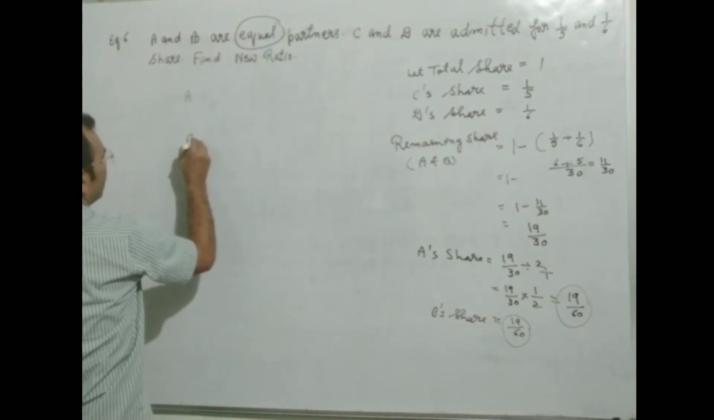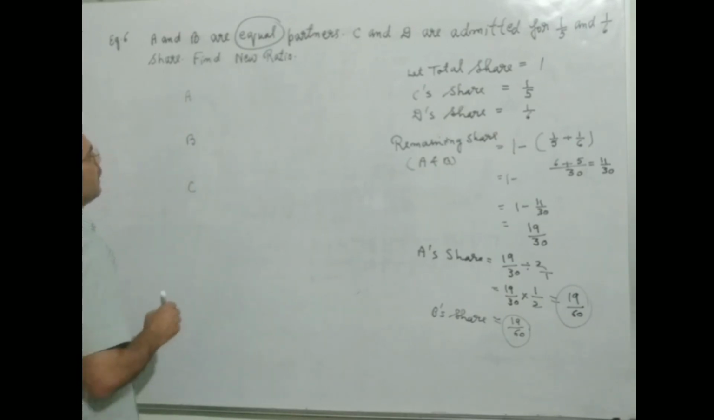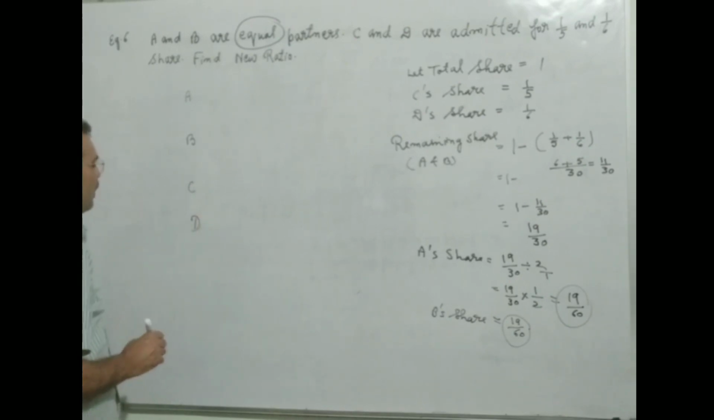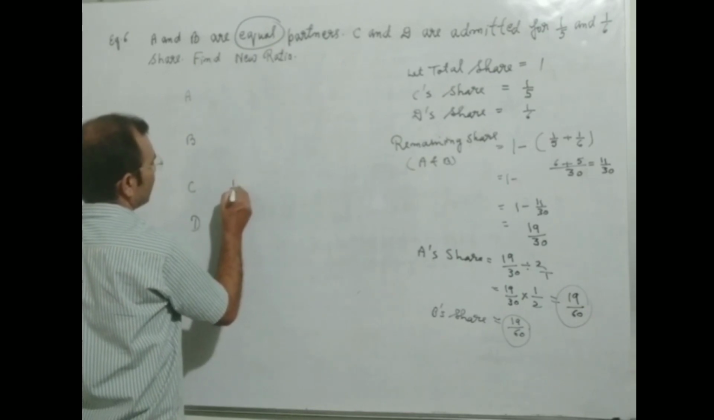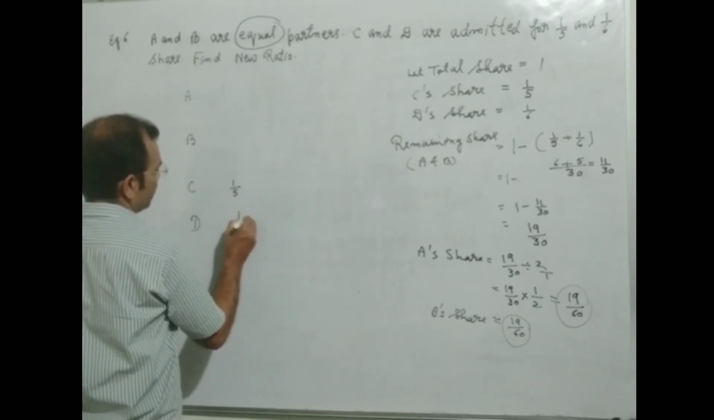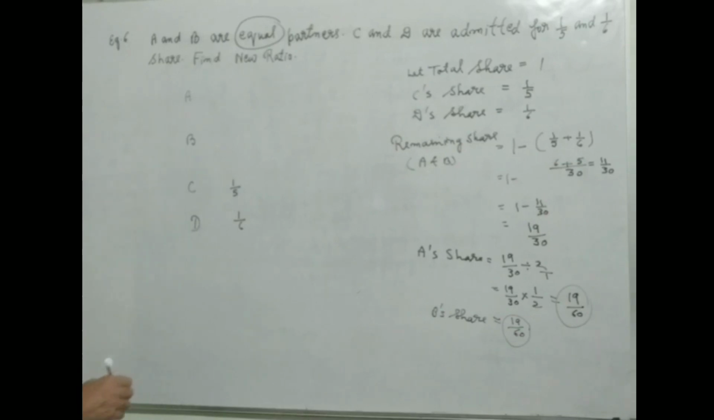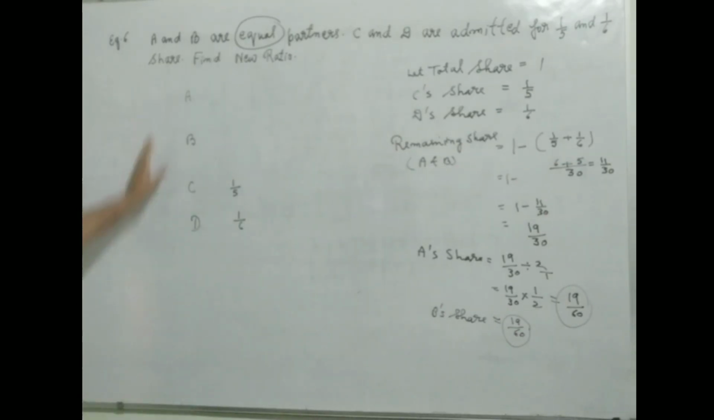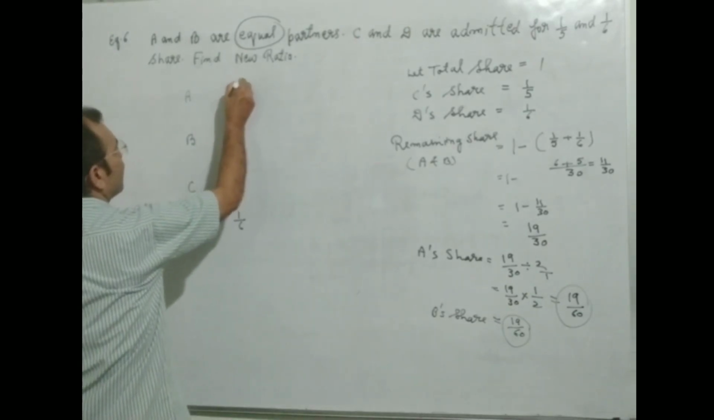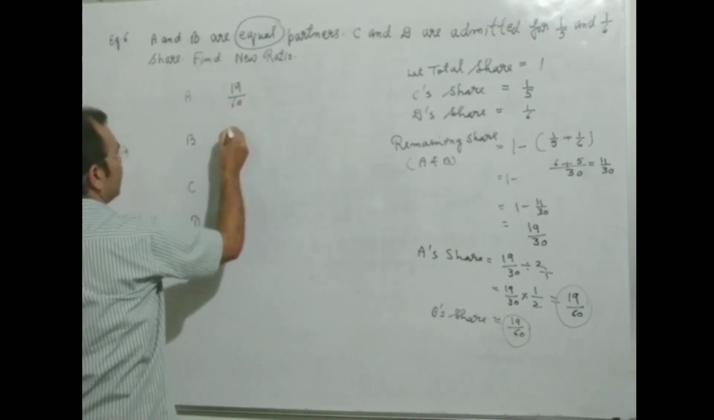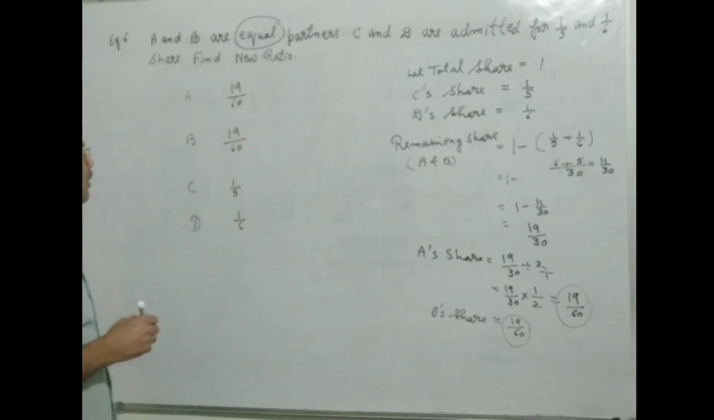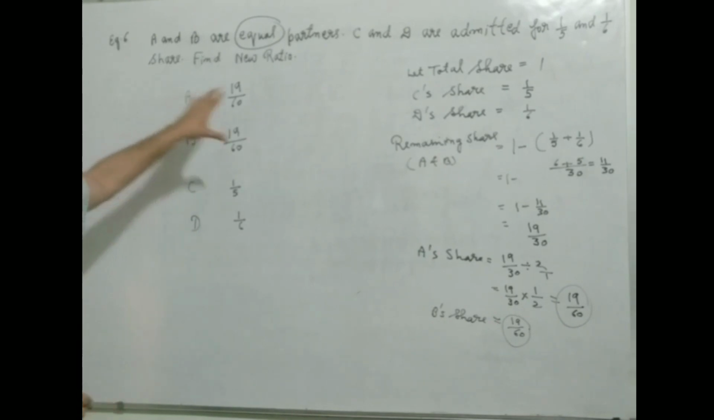A, B, C and D. There are four partners now. C's part is given as 1 upon 5, and D's part is 1 upon 6, and we have found out the rest with the help of this calculation. We will write here A's part 19 upon 60, and B's part will also be 19 upon 60, because they are equal partners and we have found it out.